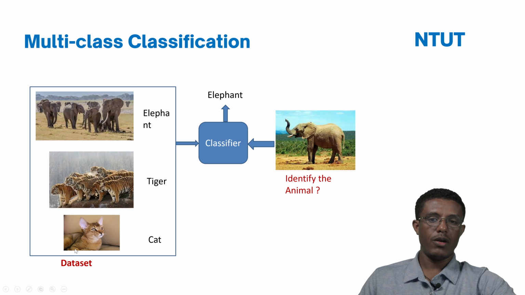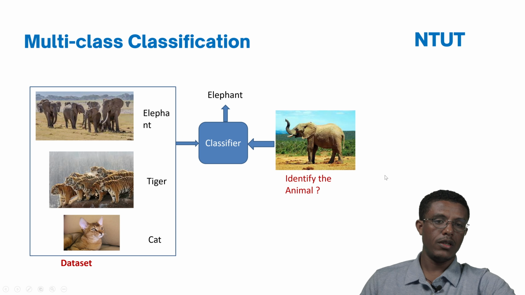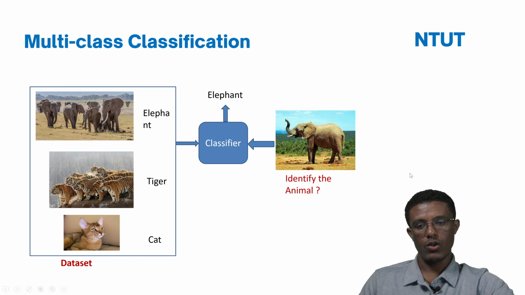Also, for example, there are different animals with the classes elephant, tiger, and cat. That means we have 3 classes or categories. Then we give them to a classifier, and when you give it an animal, it assigns it to one of these 3 classes for the categorization.